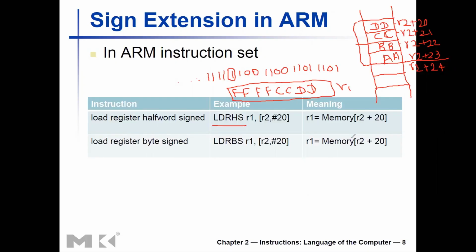So maybe if you need to get the most significant part of this one, you can perform other operations as well to get that. Maybe not with one instruction. You first need to load it and then you can shift it. So bit shifting also we'll discuss later.